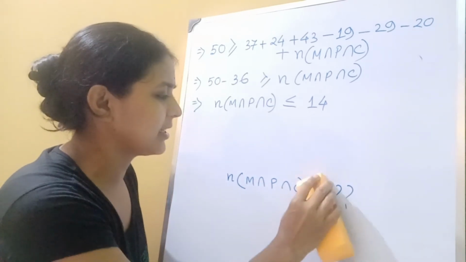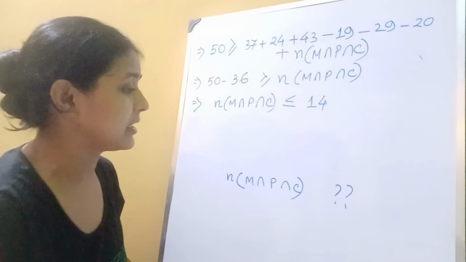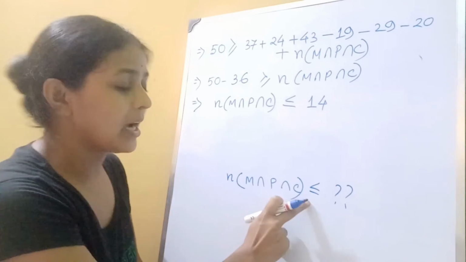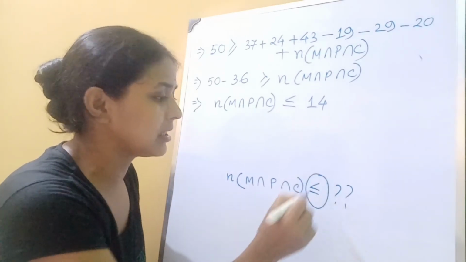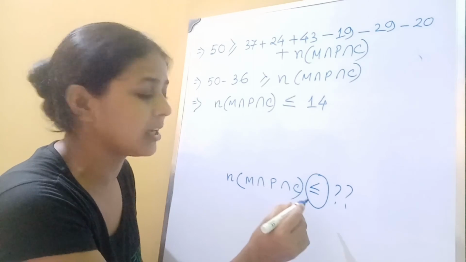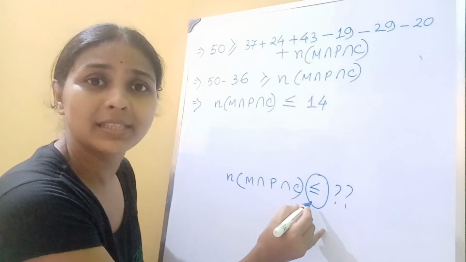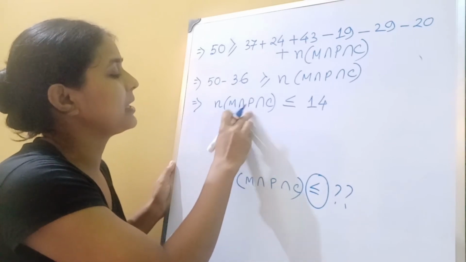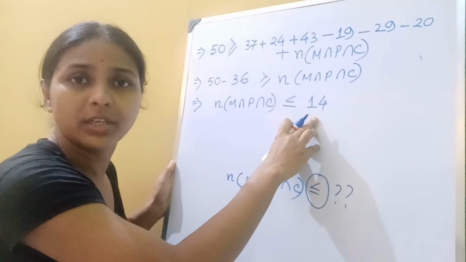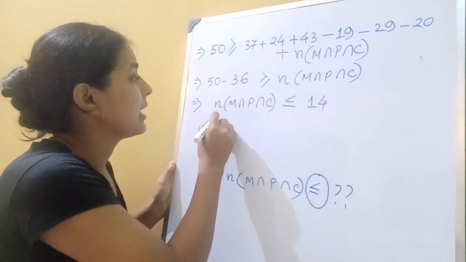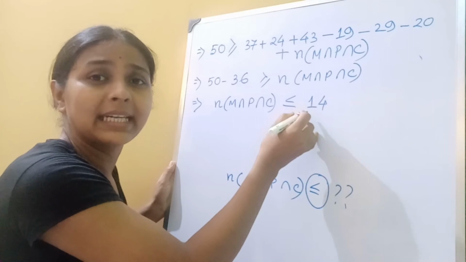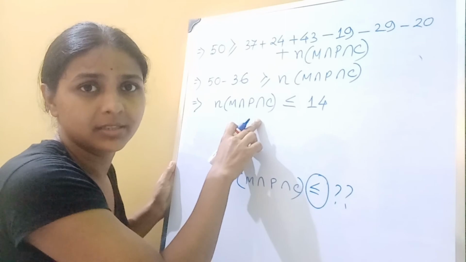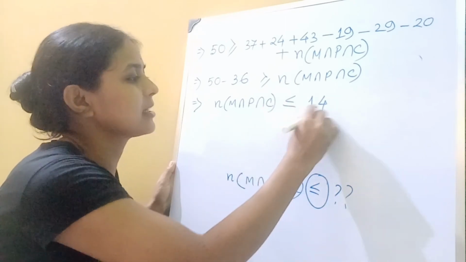I wrote it wrong here. This will be less than or equal to. Please rectify it. Less than or equal to, because we have to find out the largest possible. Okay, I wrote it wrong. Again I am telling, this one you please rectify. This will be less than or equal to. Okay, so n of M intersection P intersection C less than or equal to 14. That means 14 is the greatest value of the number of elements of this set. Okay, and that's the answer.